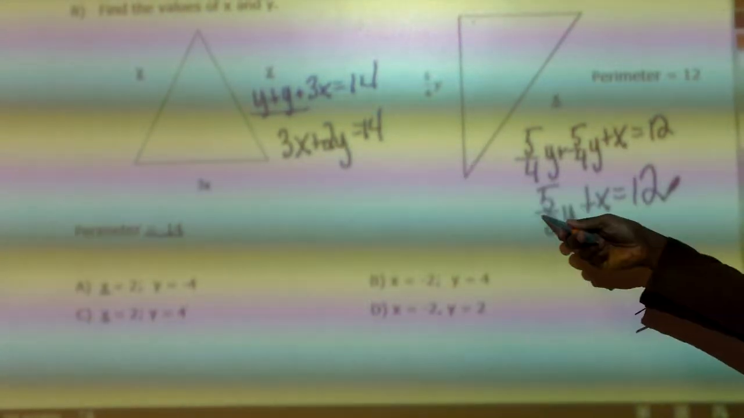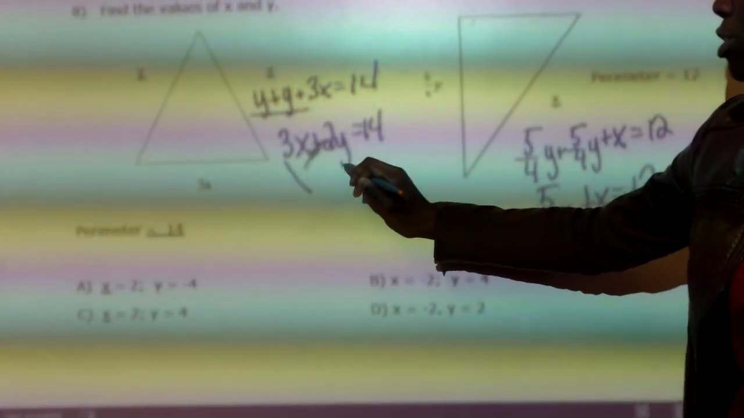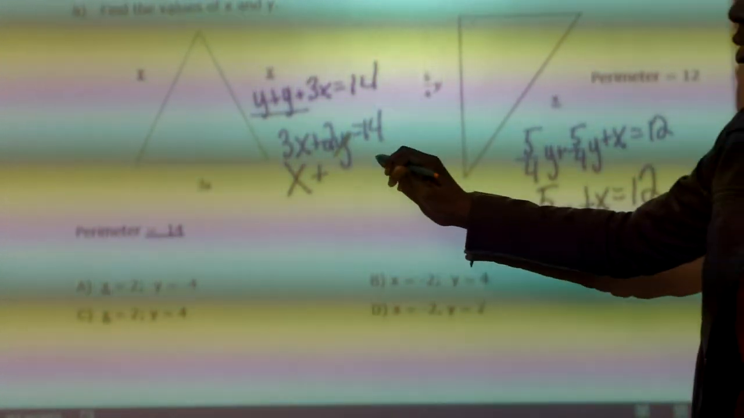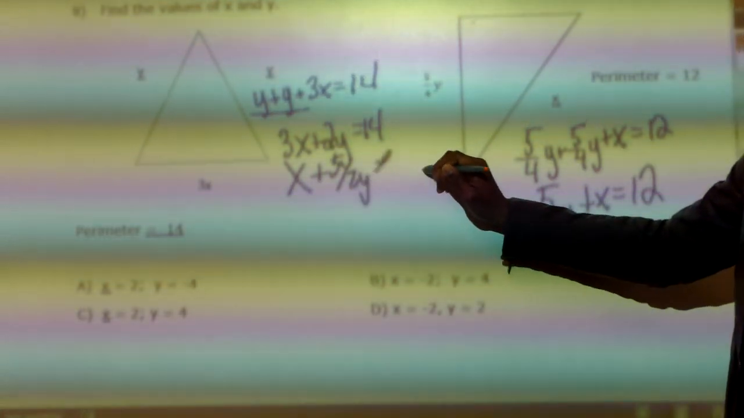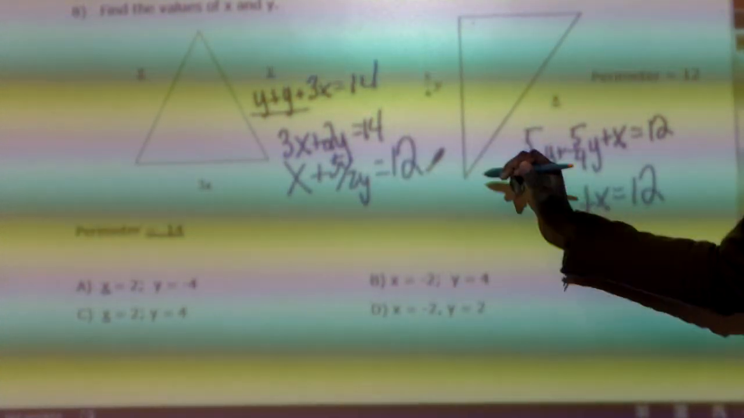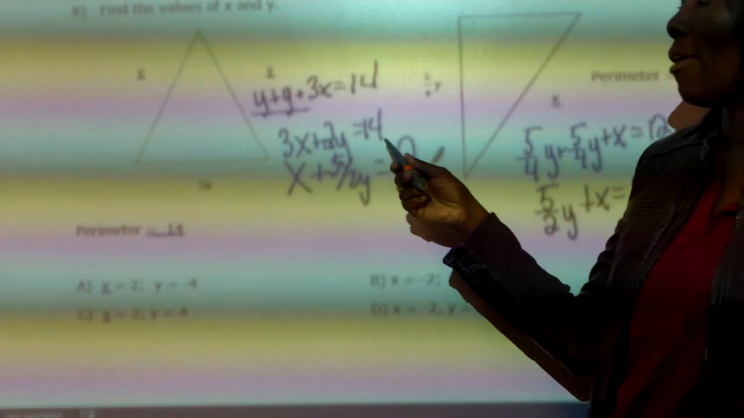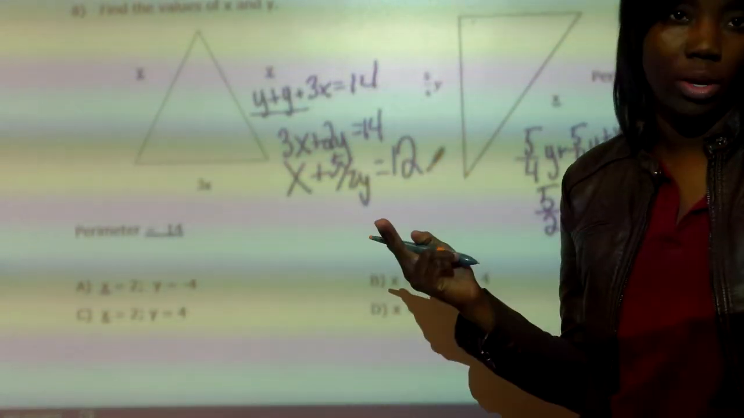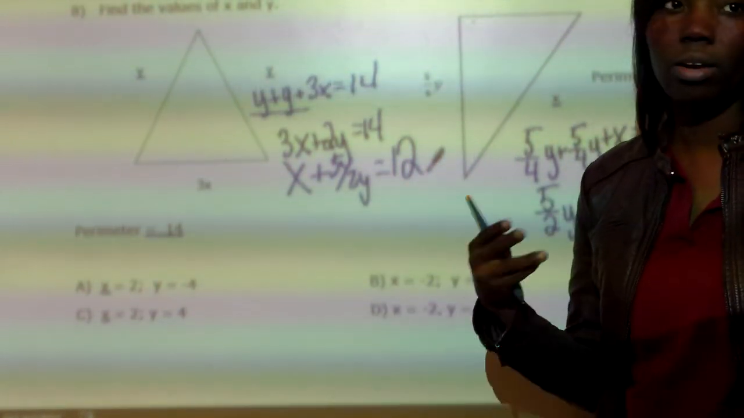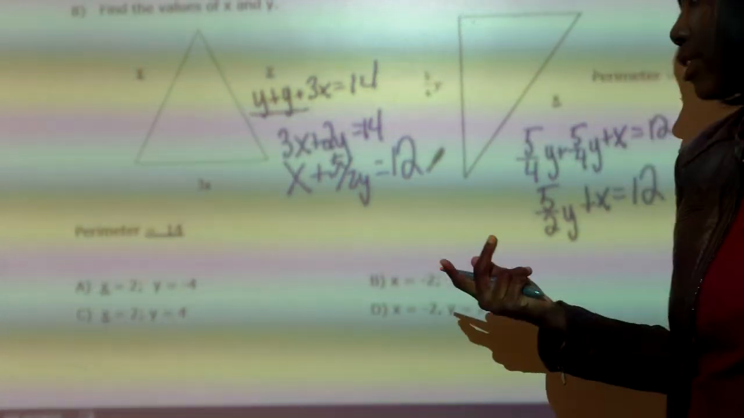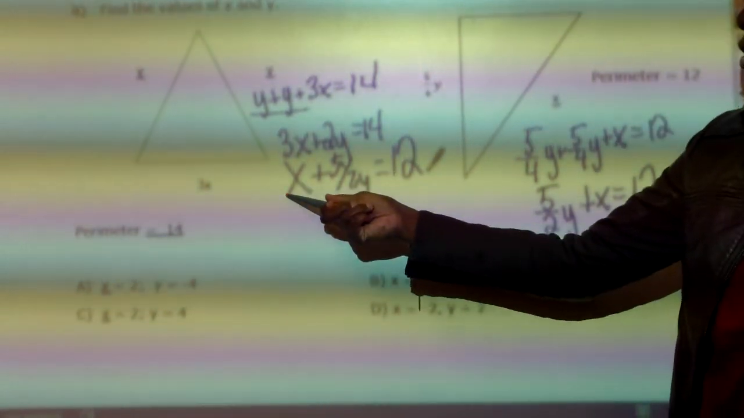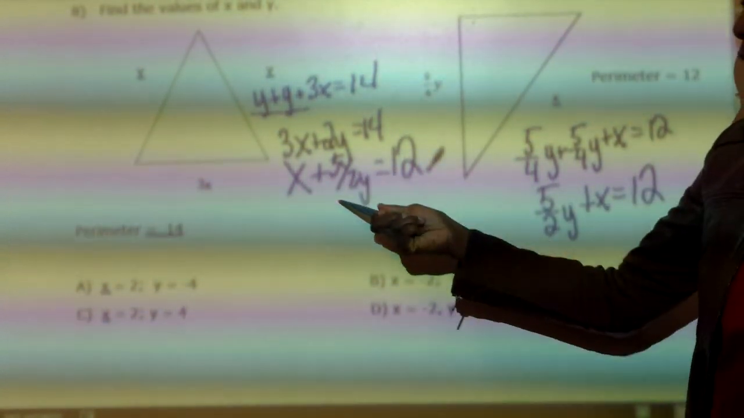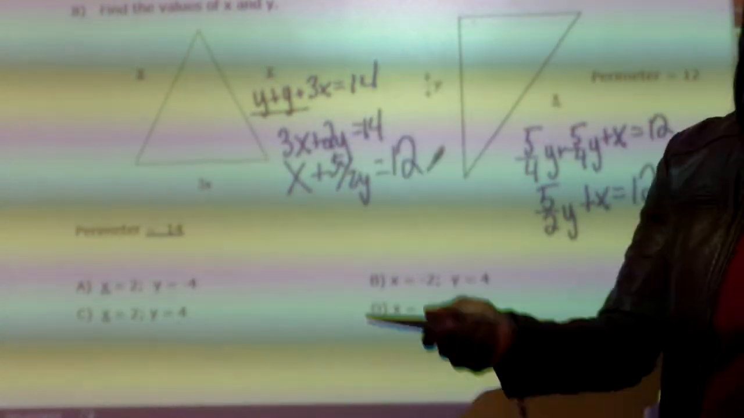It's already in standard form. I'm going to put this one in standard form, so my x is going to go first, plus 5 over 2y equals 12. Remember, with the graphing method, you have to put both equations in y equals, put them in a calculator and see where they cross. If you use the substitution method, you solve for one variable, like get x by itself, and then plug it into the second one, solve, and plug it back in.